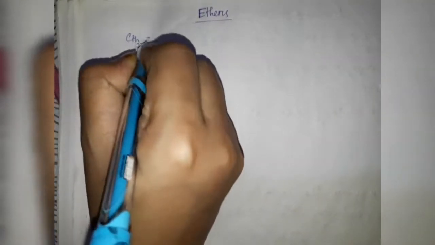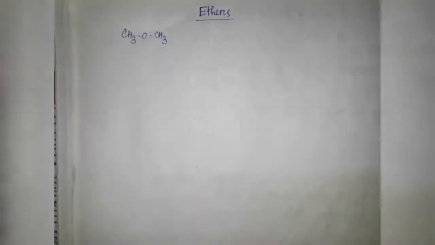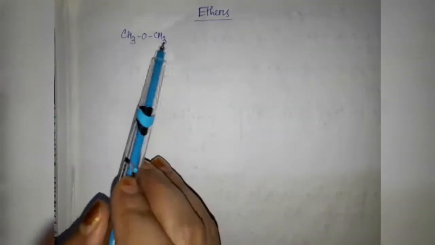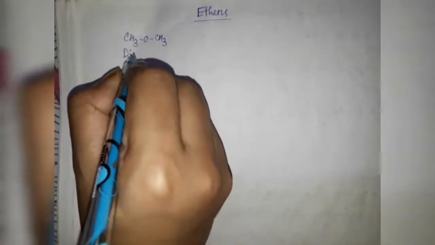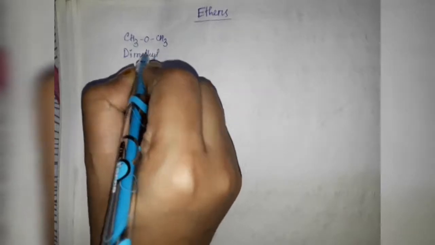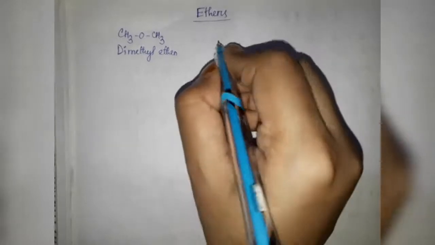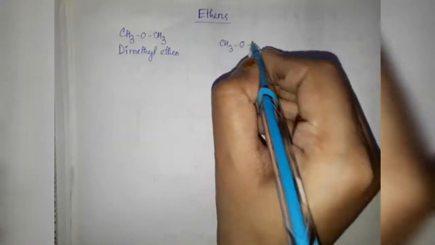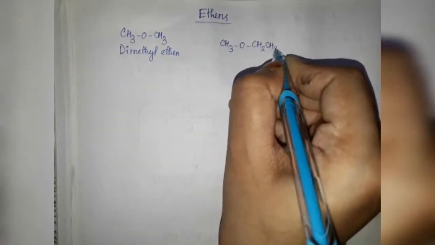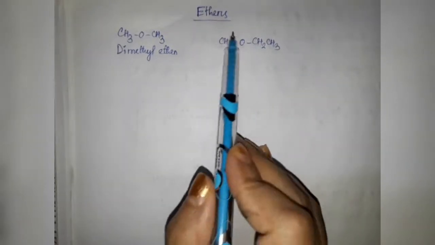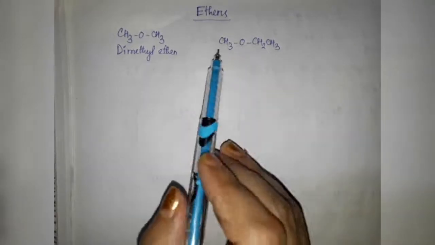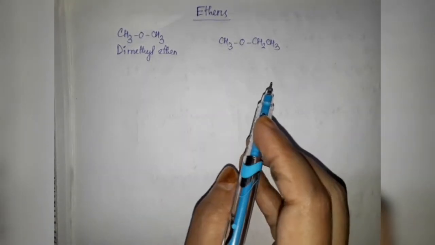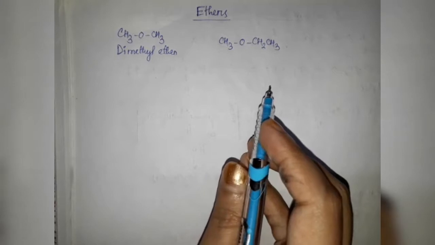For example, CH3OCH3. So you can see that two similar kinds of alkyl groups are attached with oxygen atom, and the name is dimethyl ether. Okay, but if you write CH3OC2H5 or CH2CH3, then you can see that two alkyl groups are different from each other, which are attached with oxygen, so they are known as mixed ethers or unsymmetrical ethers.